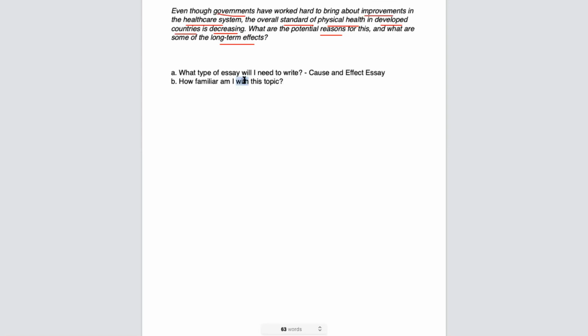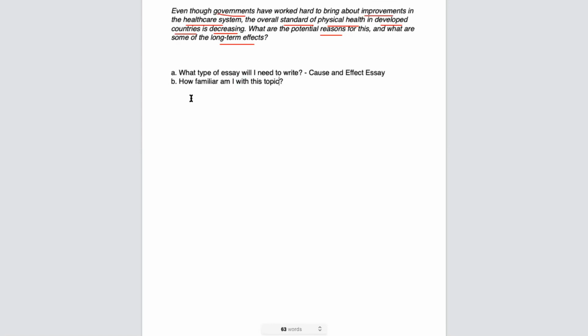And this question here, B, is quite important because you'll already know how much time you need to devote on making your outline, on brainstorming ideas, and coming up with a plan. So this is a great first step. Okay, we read the question, we underlined the keywords, and we thought briefly about these 2 questions, A and B.